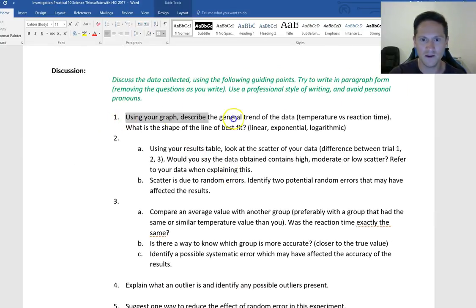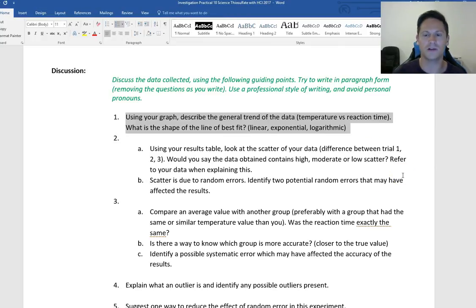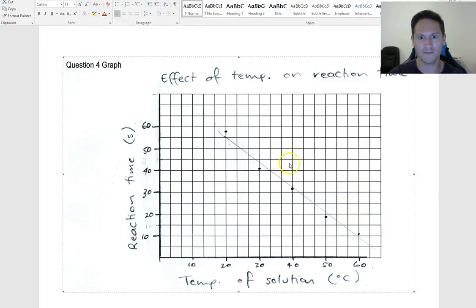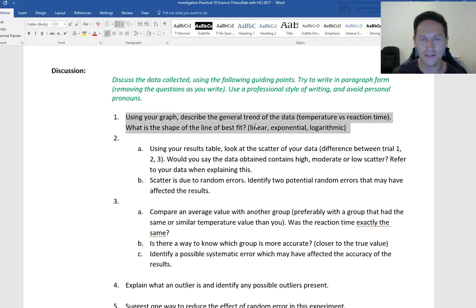So the discussion, the first point here, using your graph, describe the general trend of the data. What that means is, I want you to tell me what your graph is saying. Now this graph here, as the temperature is increasing, so as it's going up, what's happening to the reaction time? So you start here, the temperature increases, what's happening to the reaction time? It's decreasing. So all you'd say here is, as the temperature of the solution increases, the reaction time decreases. And yours will probably look pretty similar to this, okay? Because the reaction time is how long it takes to happen. If it's hotter, it's going to happen more quickly, therefore lower reaction time.